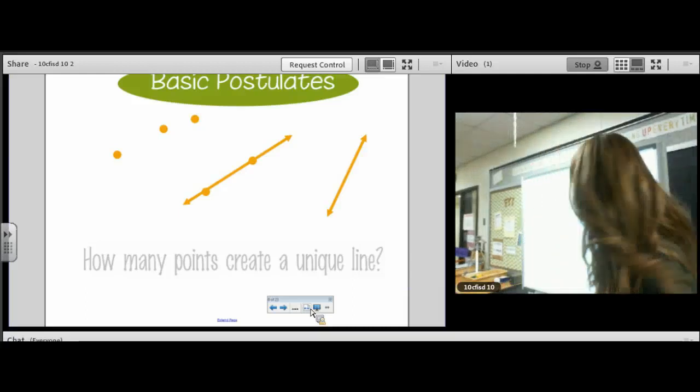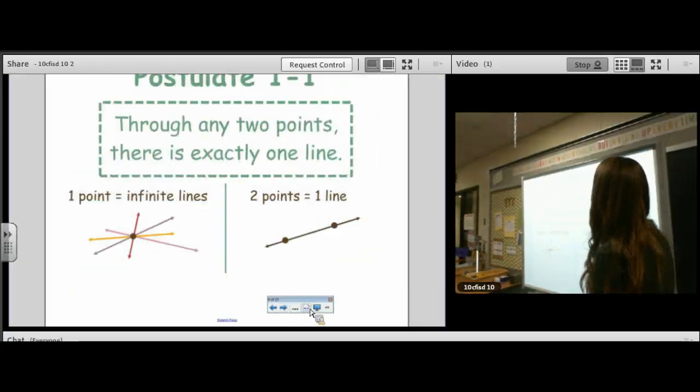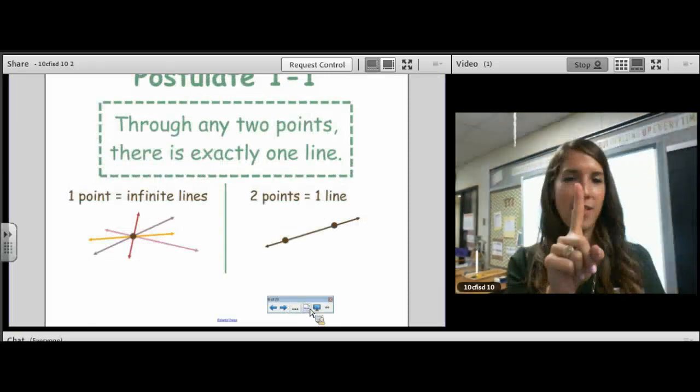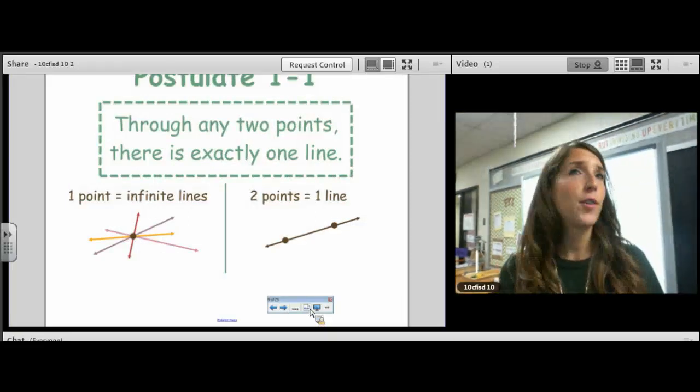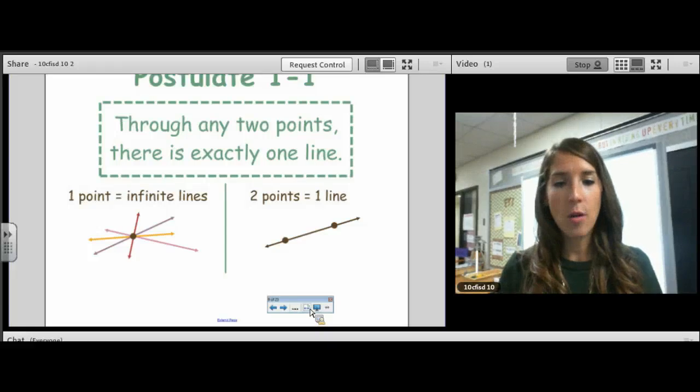2. Dos. So that is postulate number 1. Through any 2 points, there is exactly 1 line. There's not a half a line or 5 lines or 100 lines. Through any 2 points, there is exactly 1 line.